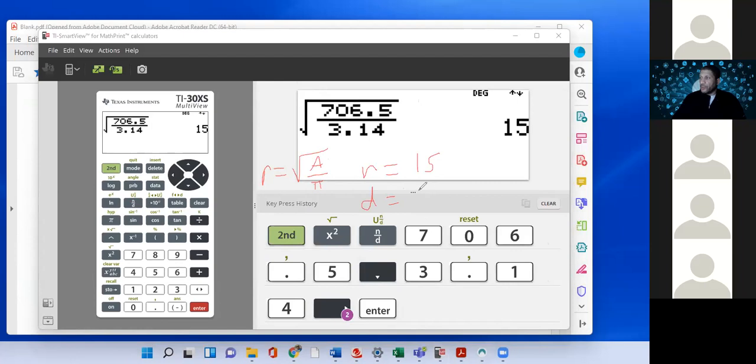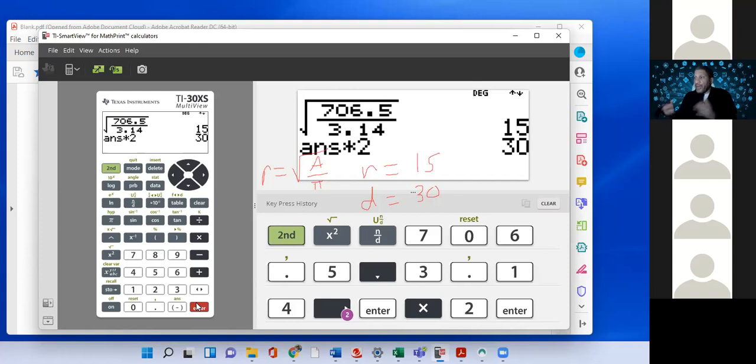30. How'd you get 30? Multiplied it by 2. Why? Because the diameter is twice the radius. You have to be familiar with that relationship. So on your calculator, just hit times 2. Now we have our diameter.